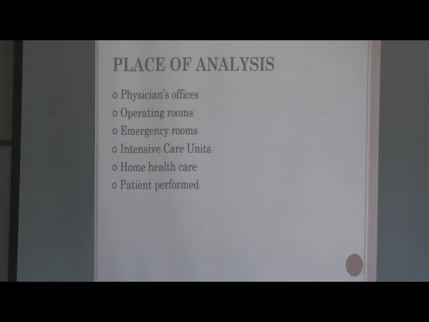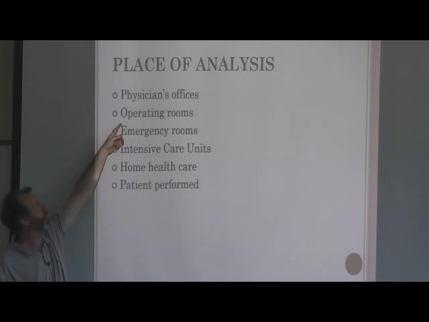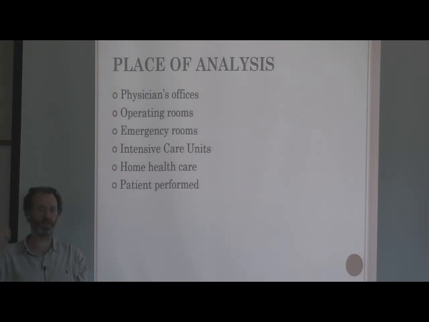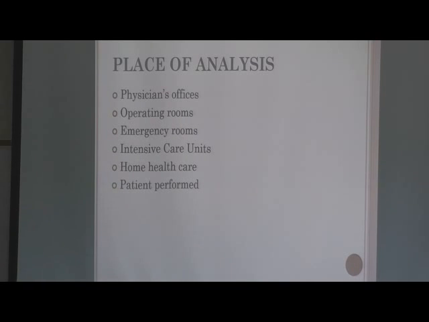So the places you can do point-of-care testing is basically anywhere, right? Physicians' offices, they do them often. These chemistry machines that I'm talking about that are point-of-care are typically done in operating rooms, emergency rooms. You can do tests in operating rooms too, so you don't have to transport the sample out of the OR. You can get the results right there in the OR. Intensive care units, home health care, and patient performed. We know diabetics are constantly monitoring their blood glucose levels, and that's point of care also.